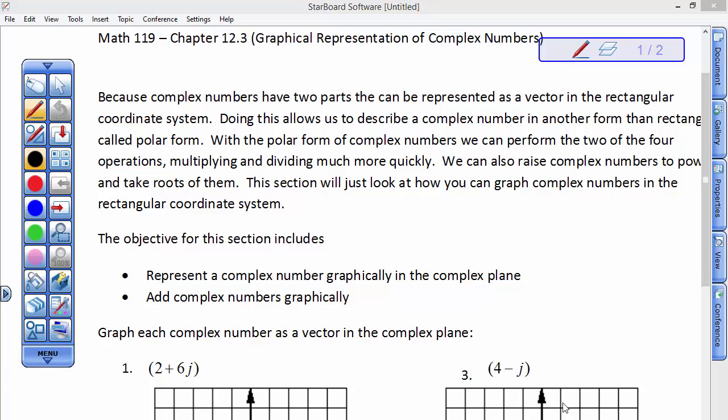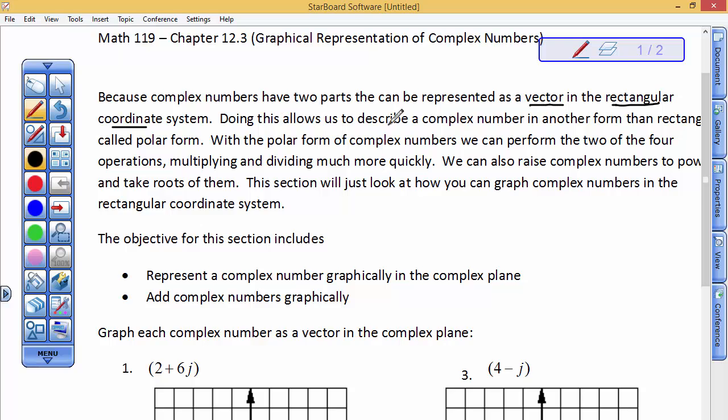So we've begun our study of complex numbers in rectangular form. So look at this number right here. The 2 is the real part, and then the 6j is the imaginary part. What I'd like to do now is, because complex numbers have 2 parts, they can be represented as a vector quantity in the rectangular coordinate system.